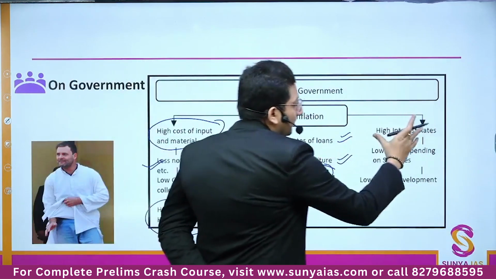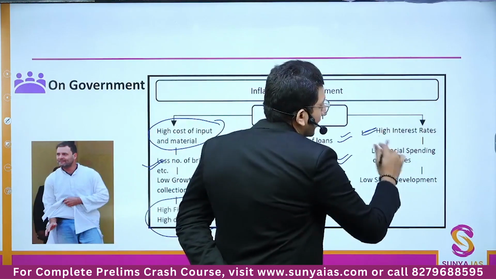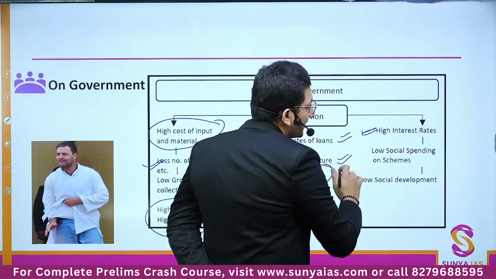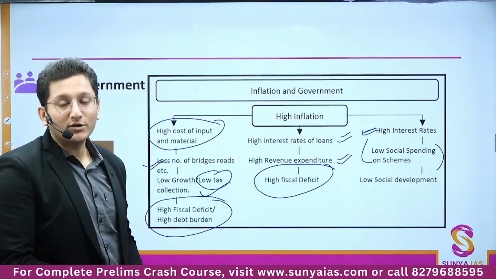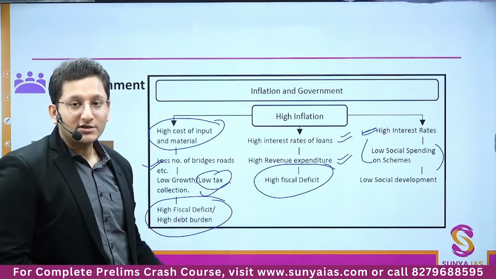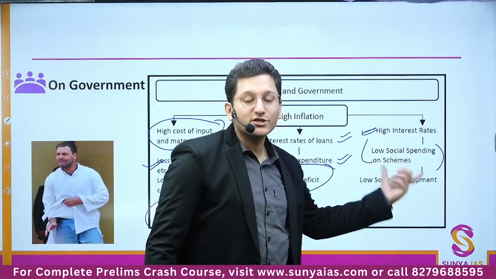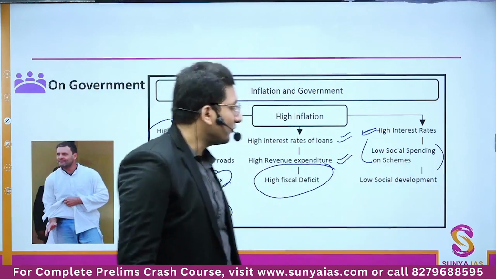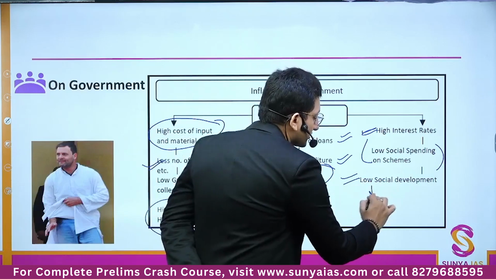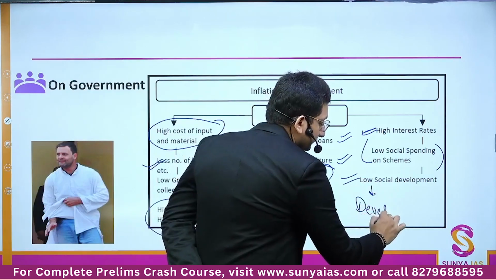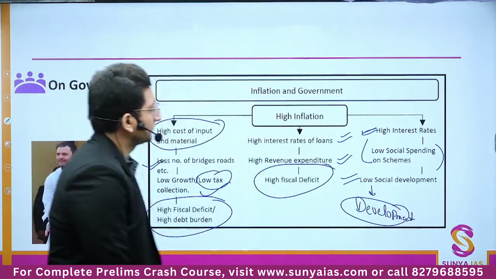Now अब देखते हैं थोड़ा सोशली, सोशल पे क्या असर पड़ेगा, right? See, high interest rate, when we have high interest rate there will be low social spending on schemes. ठीक है, गवर्नमेंट जो पैसा ले रही है वो ज़्यादा इंटरेस्ट रेट पे लेगी तो वो कम पैसा लेगी बेसिकली. अगर कम पैसा लेगी तो कम सोशल स्पेंडिंग पे खर्च करेगी, then they will have low social development. तो सोशली we will be not so much developed, right? डेवलपमेंट नहीं होगा उतना, getting?